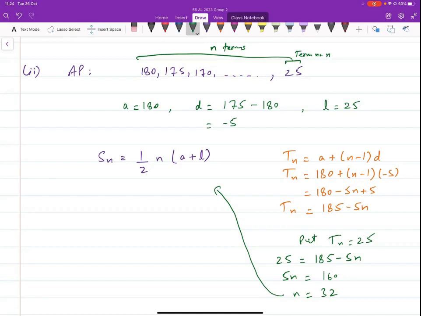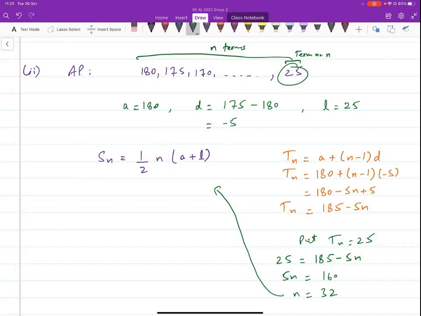Does that make sense? Is this clear to everyone? So we had to find the sum. We have n here. We first have to find the value of n, the number of terms. So this is how we can do that. We know that the last term, the nth term, was 25. Using that, we can find the value of n.